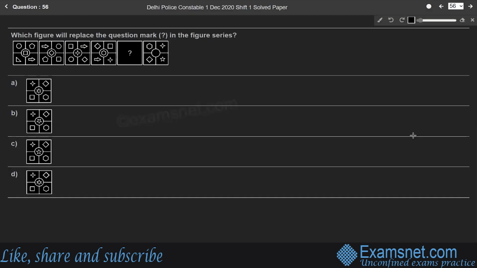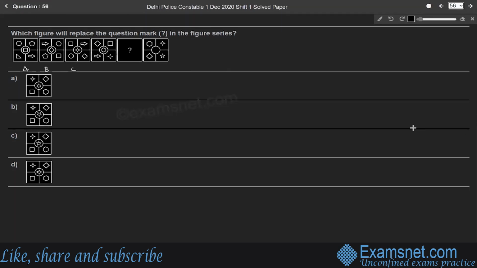Question 56. Which figure will replace the question mark in the given figure series? Here there are A, B, C, D, E, and F, 6 figures, in which each figure is divided into 4 quadrants, 4 parts like this. First quadrant, second quadrant, third quadrant, and fourth quadrant.